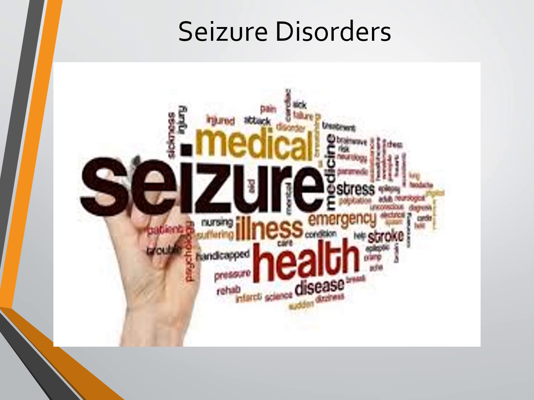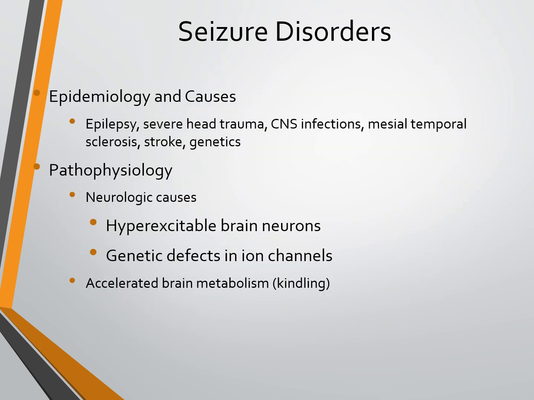Now let's move ahead to talk about seizures and seizure disorders. Seizures, also referred to as epilepsy, can be caused by severe head trauma, infections, sclerosis, strokes, and sometimes even genetics. And what happens is we get a hyperexcitability of the brain neurons, or you have a genetic defect of the ion channels. And this accelerates the brain metabolism, which kindles the seizure to occur.